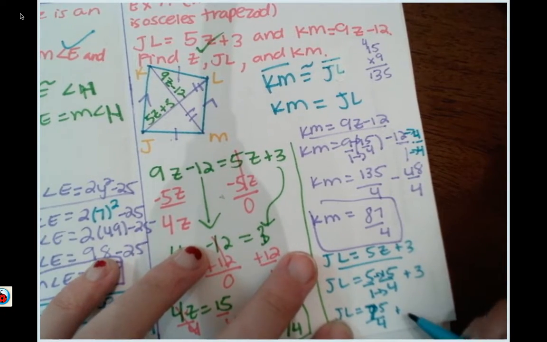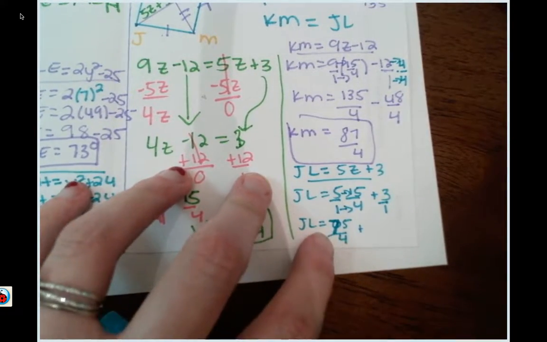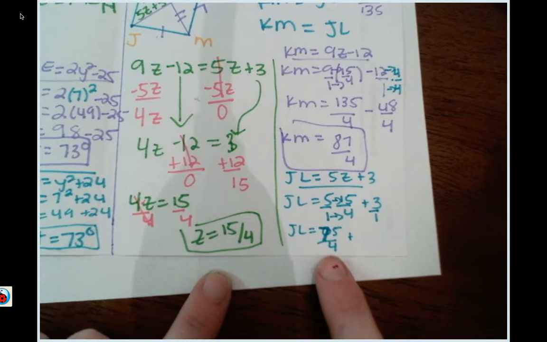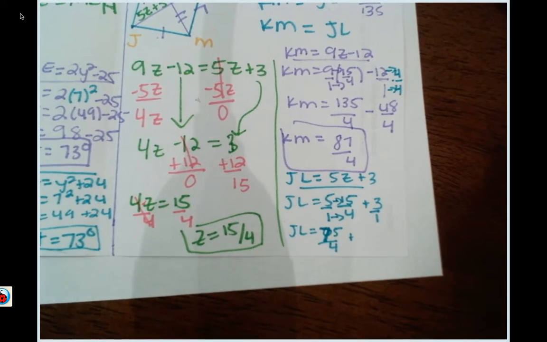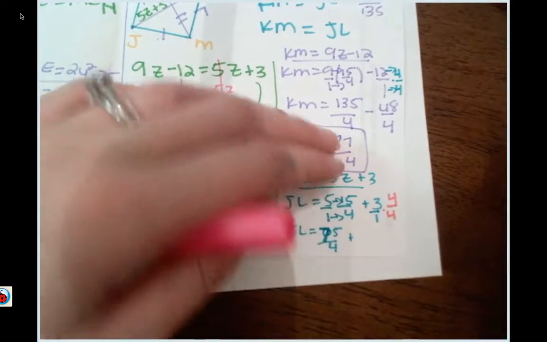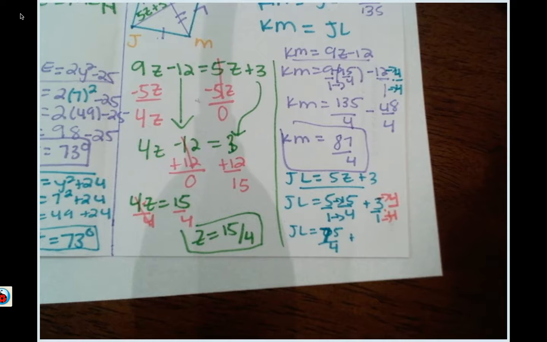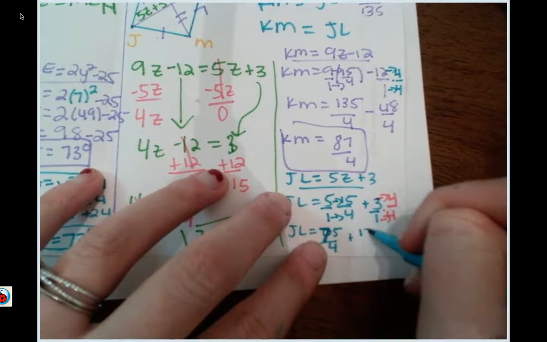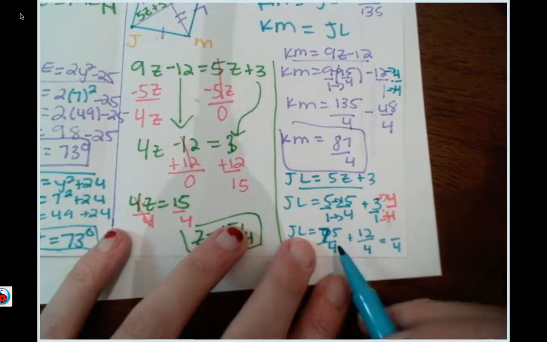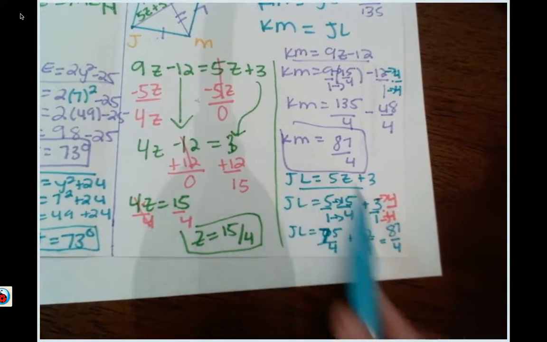Alright, and then in order to add my 3 to this lovely fraction, I need to have the common denominator, which currently my denominator is a 4. So what can I multiply to a 1 to get a 4? You guys are too cool for school. You would multiply it by 4, which if I multiply it to the bottom, I have to multiply it to the top. And we go straight across. So 3 times 4 gives me a 12. And 1 times 4 gives me 4. So now we just keep the denominator and add the top. So 75 plus 12, it does give me 87, yay! So for JL, we also get 87 over 4.